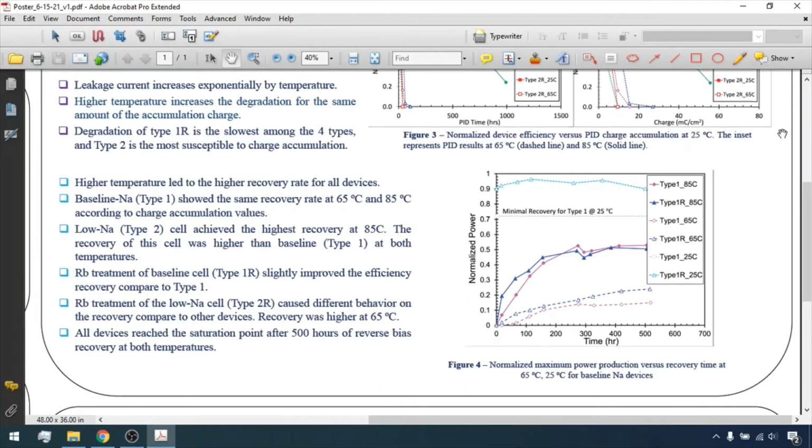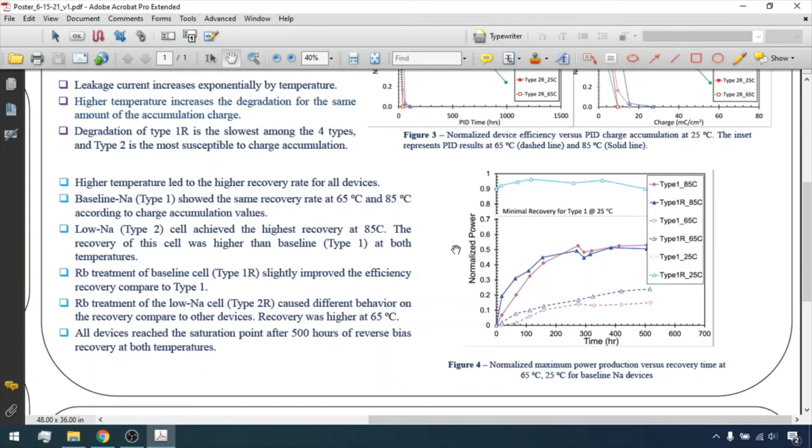After the recovery, we observed that the higher temperature led to a higher recovery rate for all devices, and the baseline cells showed the same recovery rate for 65 and 85C according to the charge accumulation. Low sodium cells, or type 2, show the highest amount of recovery at 85, and the recovery of this cell was higher than the baseline or type 1. Rubidium treatment of the type 1 improved the efficiency during the recovery of the cell.